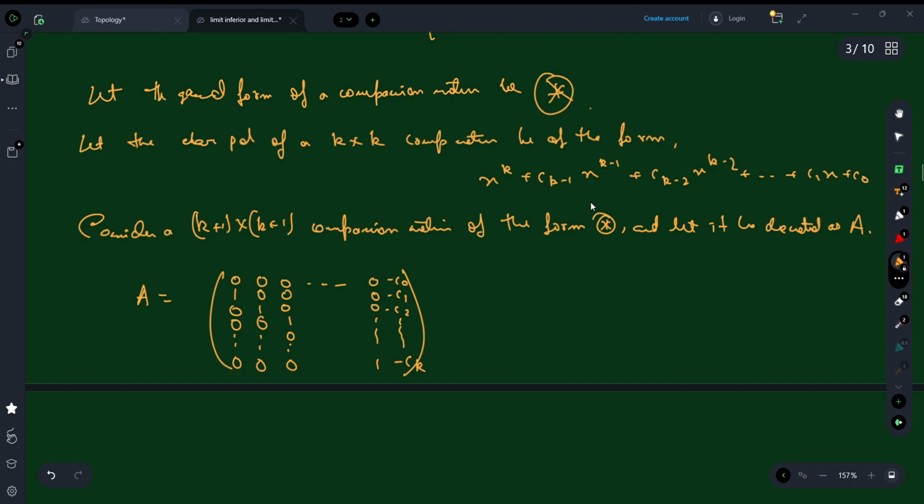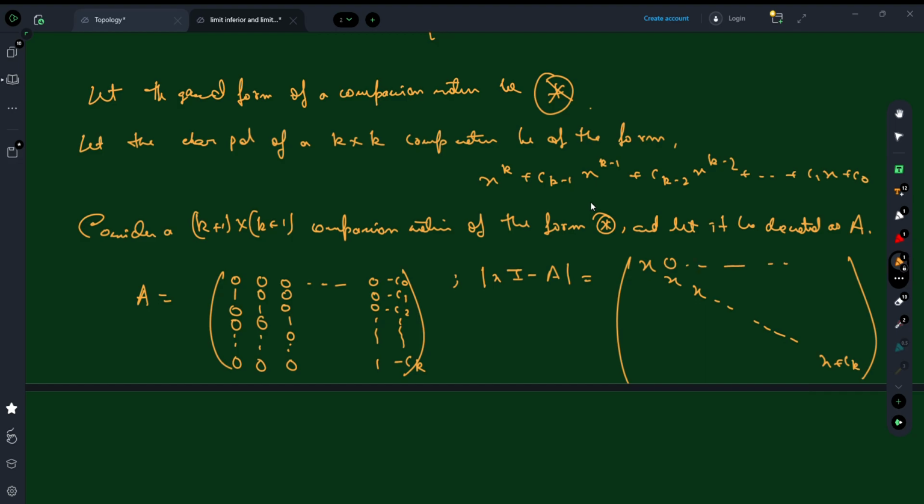Okay. Now what can we say about this polynomial xI minus A? What's the form of this? It will obviously have the form: if you have x here, you will have x around the diagonal elements. Here you have x plus ck. All these elements are 0, and these elements become c0, c1, c2 till this.